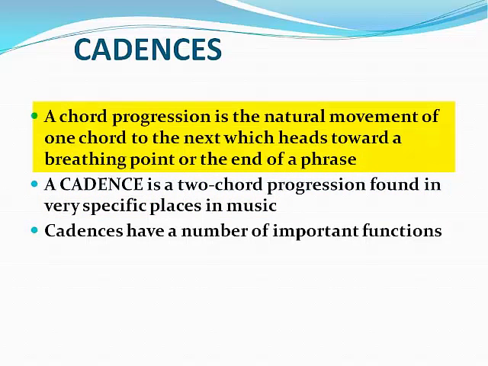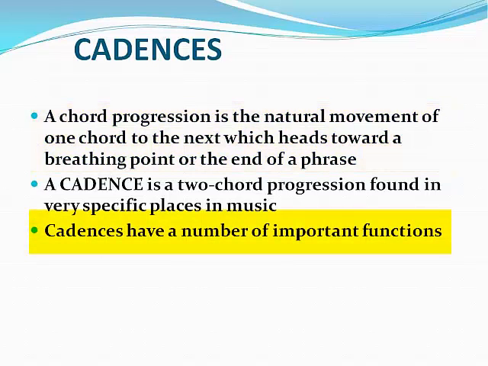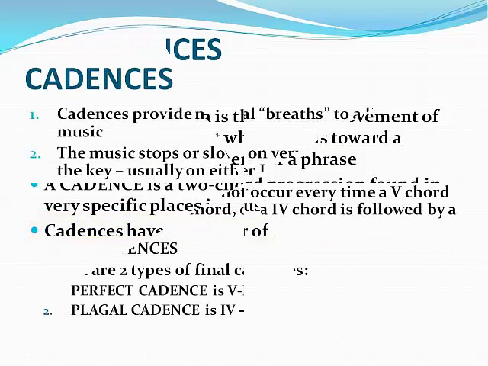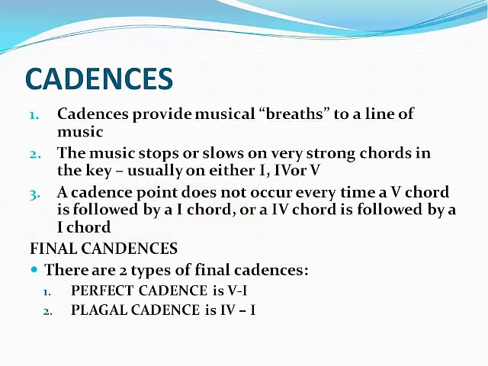A chord progression is really just the natural movement of one chord to the next. Cadences have a number of really important functions which we'll be looking at. A cadence provides an end to a section of music. It's really like the end of a musical paragraph. Another way of saying it is that cadences provide a musical breath to a line of music.